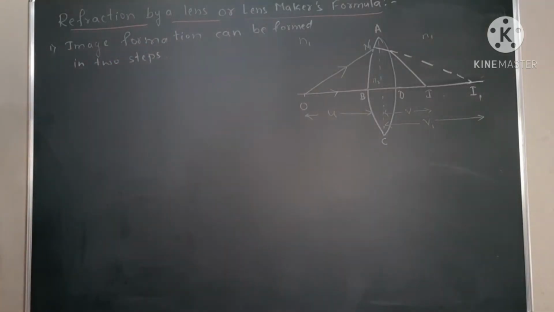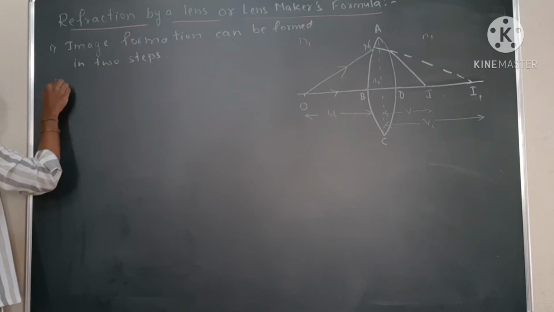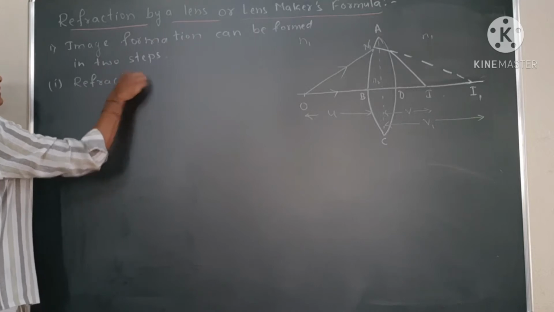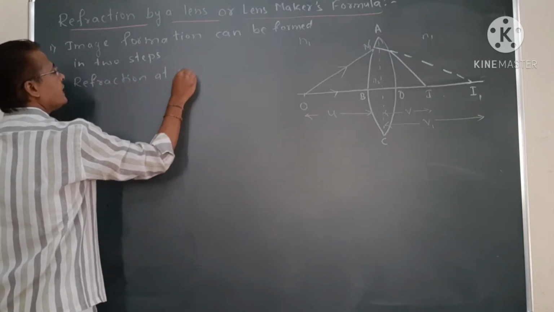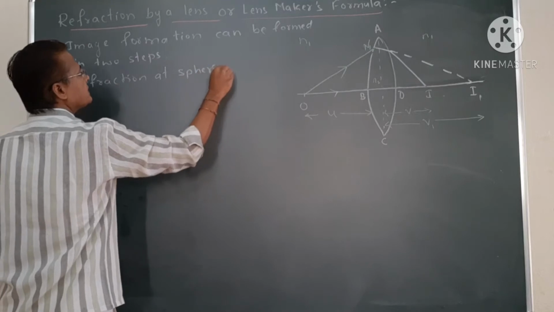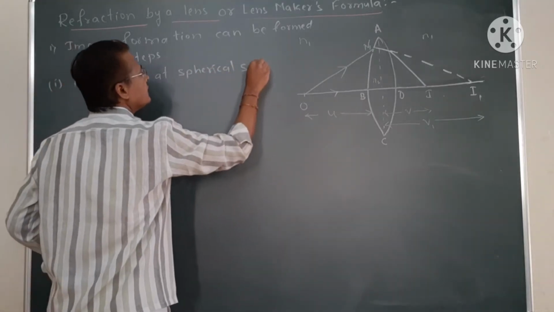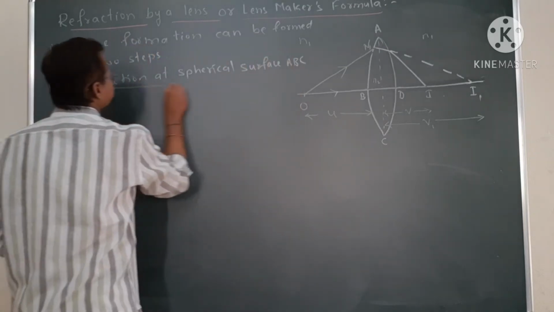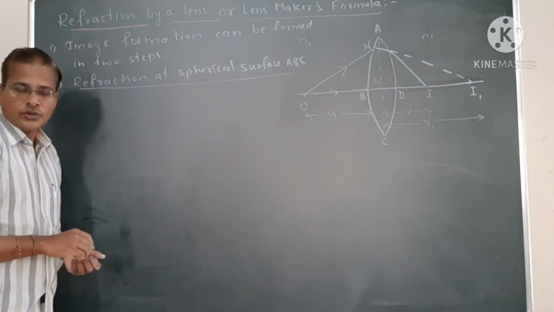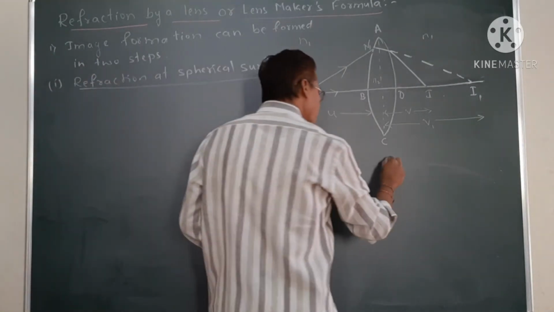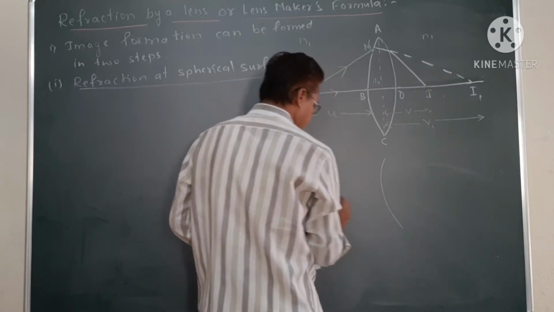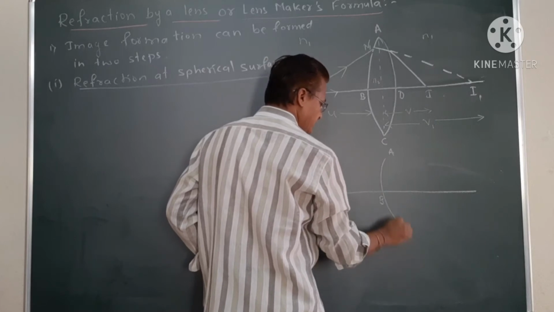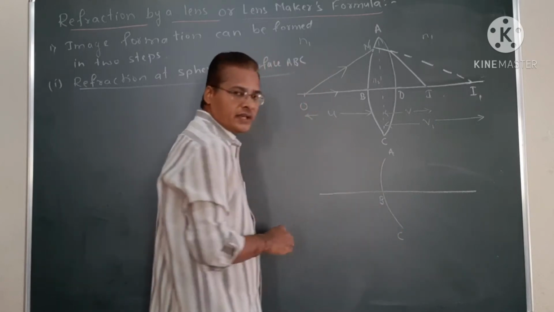Okay, so there are 2 steps. The first one is called refraction at spherical surface ABC, which we can understand here. Now we are going to draw the figure. This is the one spherical surface ABC. This is what we are going to see, that ABC is the one spherical surface.